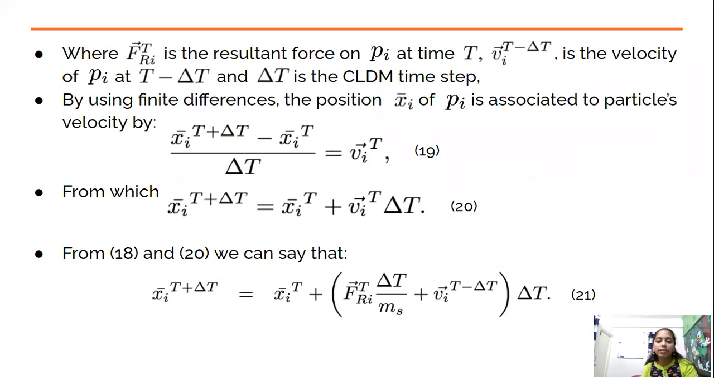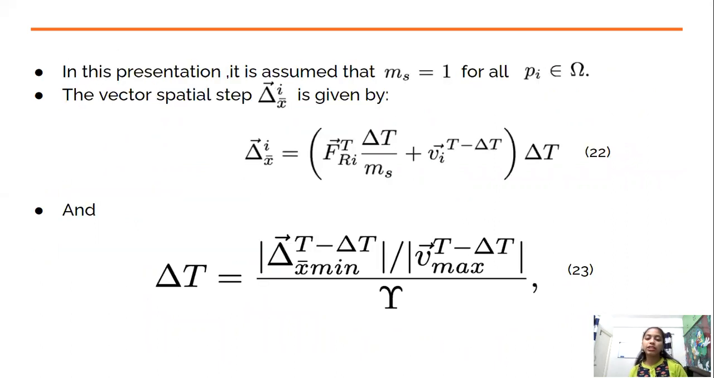where Fri is the resultant force on Pi at time t, Vi is the velocity of Pi at t minus delta t, and delta t is the CLDM time step. By using finite differences, the position xi of Pi is associated with the particle's velocity by (xi at t minus xi at t minus delta t) divided by delta t equals Vi. In this presentation, it is assumed that mi equals 1 for all.